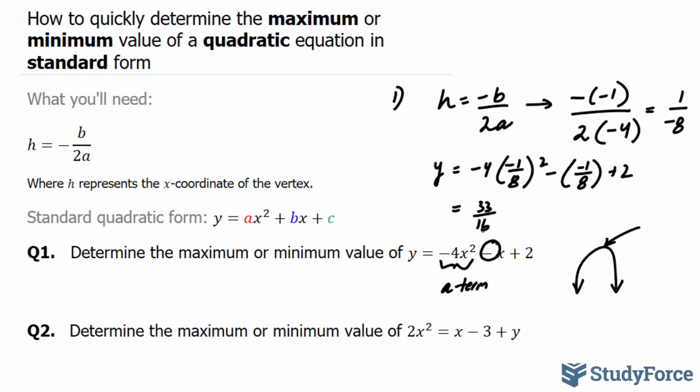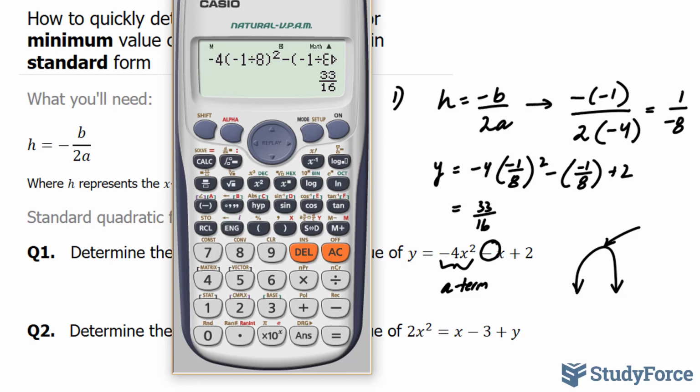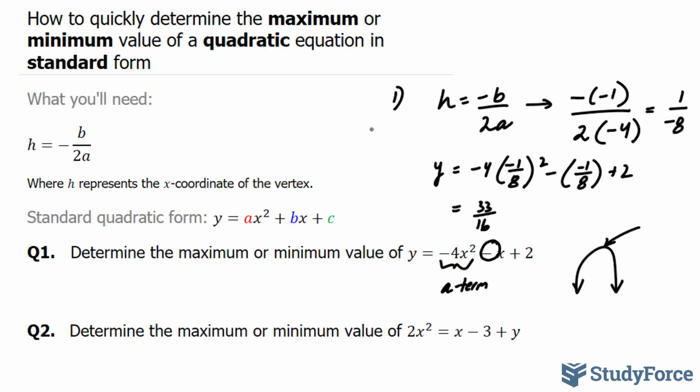33 over 16. Your calculator might not give you the fraction version. It might give you 2.06, and that's fine as well. So there will be a local maximum, or a maximum, at negative 1 over 8 and 33 over 16. That right there is the answer to question 1.